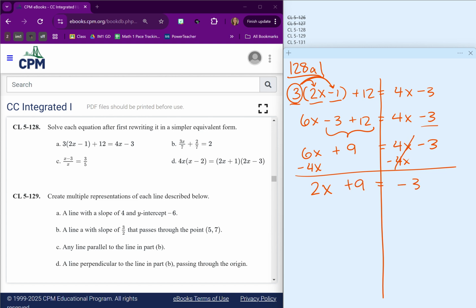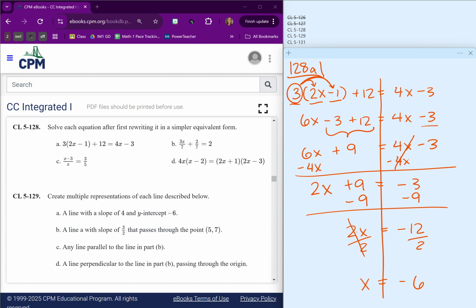And on the right-hand side, I just have -3. So now that all my x's are on the left, I'm going to try and get all my constants to the right. So to get rid of a positive 9, I subtract 9. I'm left with 2x equals -12. To get rid of a 2 times x, I divide by 2, so that this just remains with x, and it's equal to -6. Okay, a lot of work with distributing on this one.